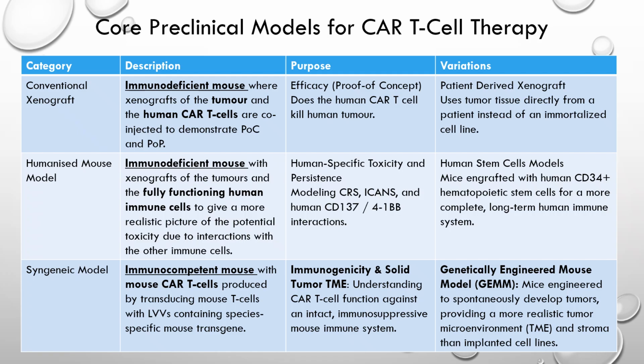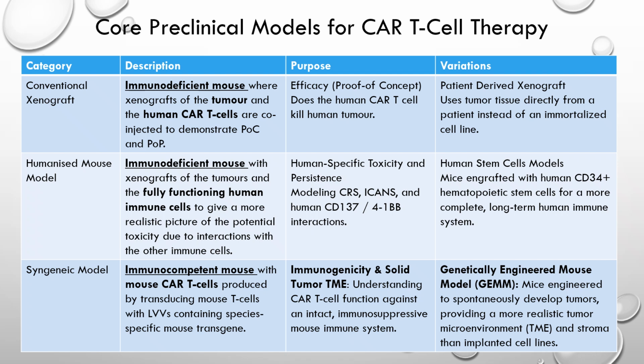So this is an immunodeficient mouse. It has xenografts of tumor and a fully functional human immune system. So you can get a much more realistic understanding of toxicity, because if it has the human immune cells, you're going to get that interaction between the T cells and the immune cells. So your T cells, when they're activated, they do express CD137 on their surface, which interacts with other immune cells and is responsible for persistence.